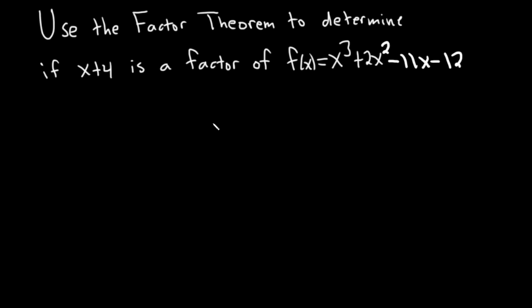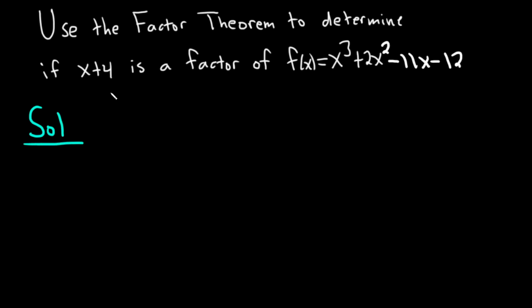Hi everyone, in this video we're going to do an example of using the factor theorem. The question says to use the factor theorem to determine if x plus 4 is a factor of the function, which happens to be a cubic polynomial, f of x equals x cubed plus 2x squared minus 11x minus 12. Let's go ahead and work through this problem very carefully. Solution.